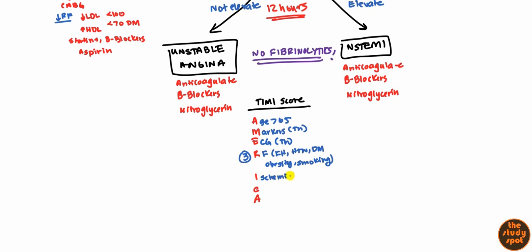I stands for any ischemia, like 2 episodes of ischemia within the last 24 hours, any history of coronary artery disease, and if they used aspirin within the last 7 days.